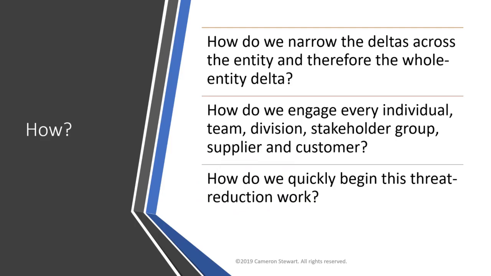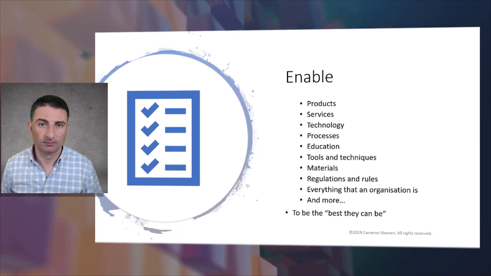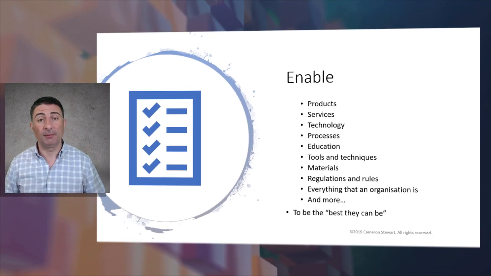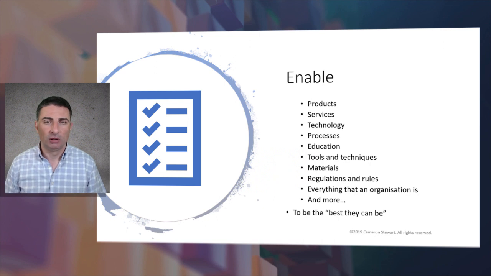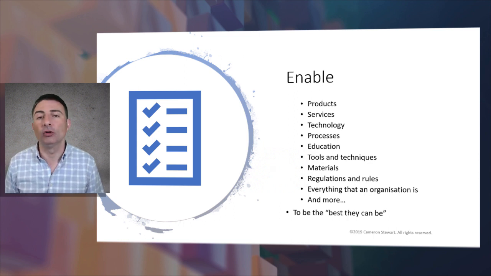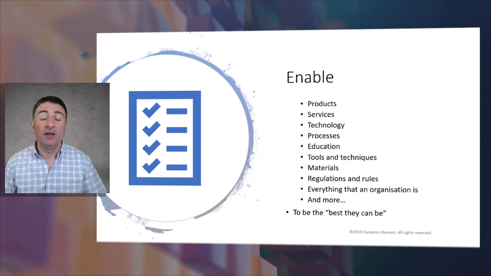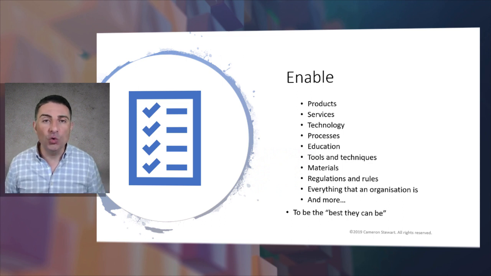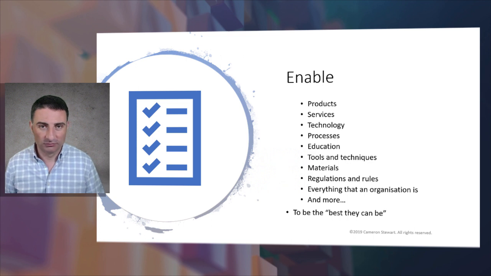But how do we narrow those deltas? How do we engage every individual, every team, division, stakeholder group, supplier and customer? How do we begin this threat reduction work? Well, by now the answer should be becoming clear. We enable the whole entity and everything within it to be the best it can be. And yes, that might be a constrained best it can be, but they must be empowered. They must own what they do, what they are, in order to be the best they can be.